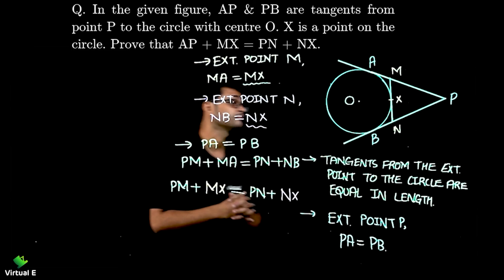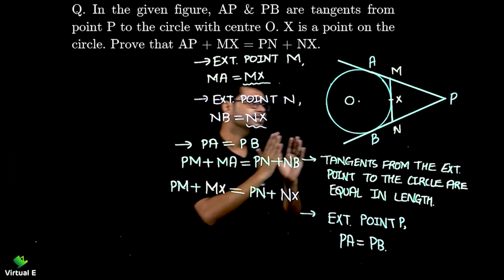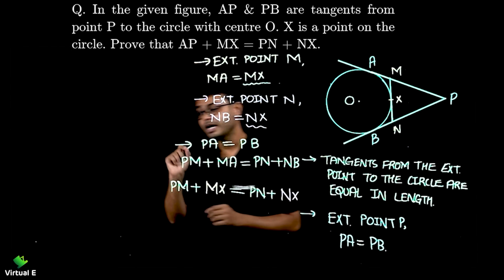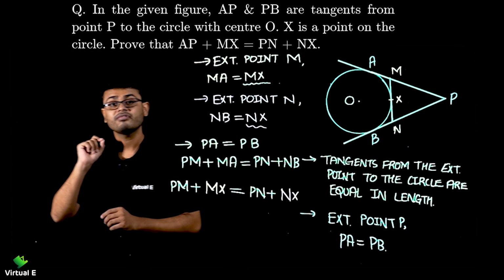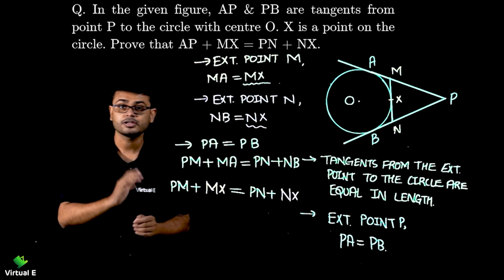Let's repeat one more time. The figure is already given, so it's easy to understand. And the first thing I told you is to identify the number of external points. How many external points are there?